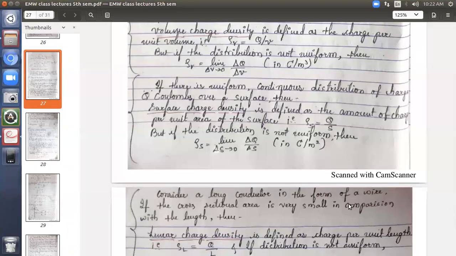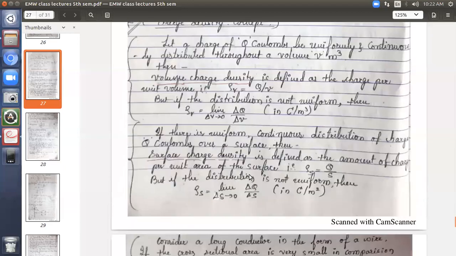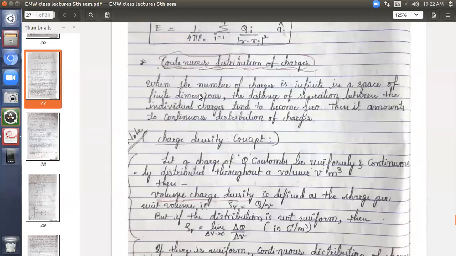In the previous session, we discussed the continuous charge distribution. You can see it on the screen. We discussed three concepts there: volume charge density, surface charge density, and the line charge density.